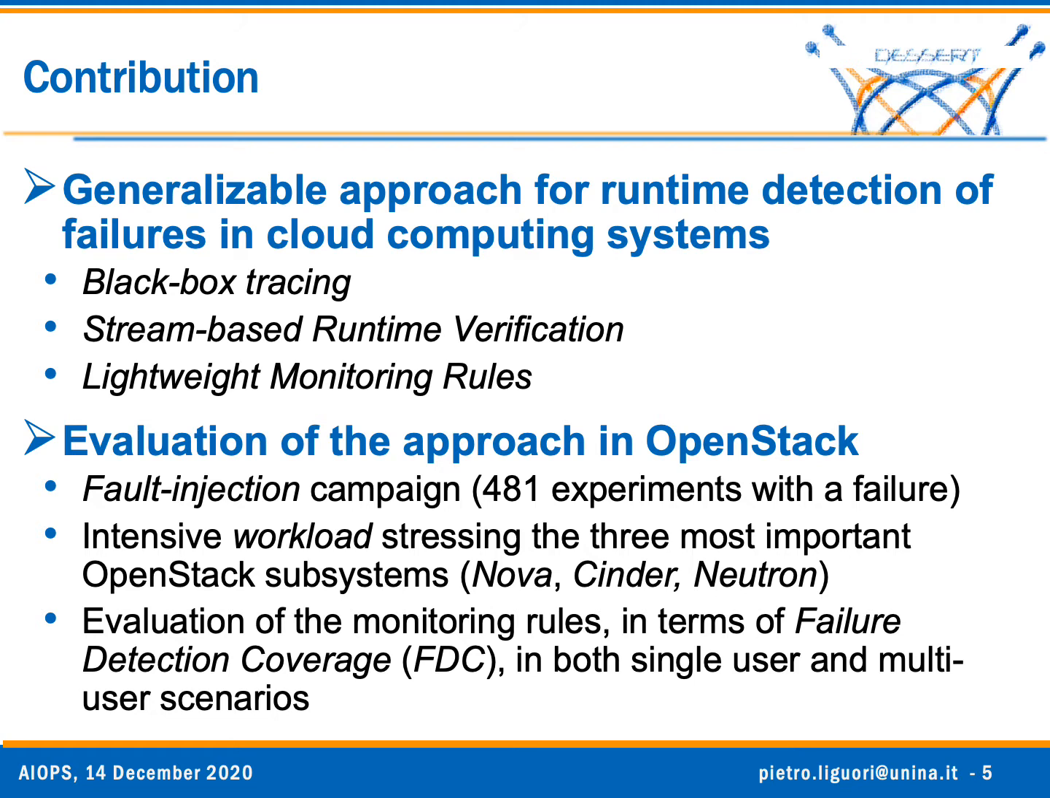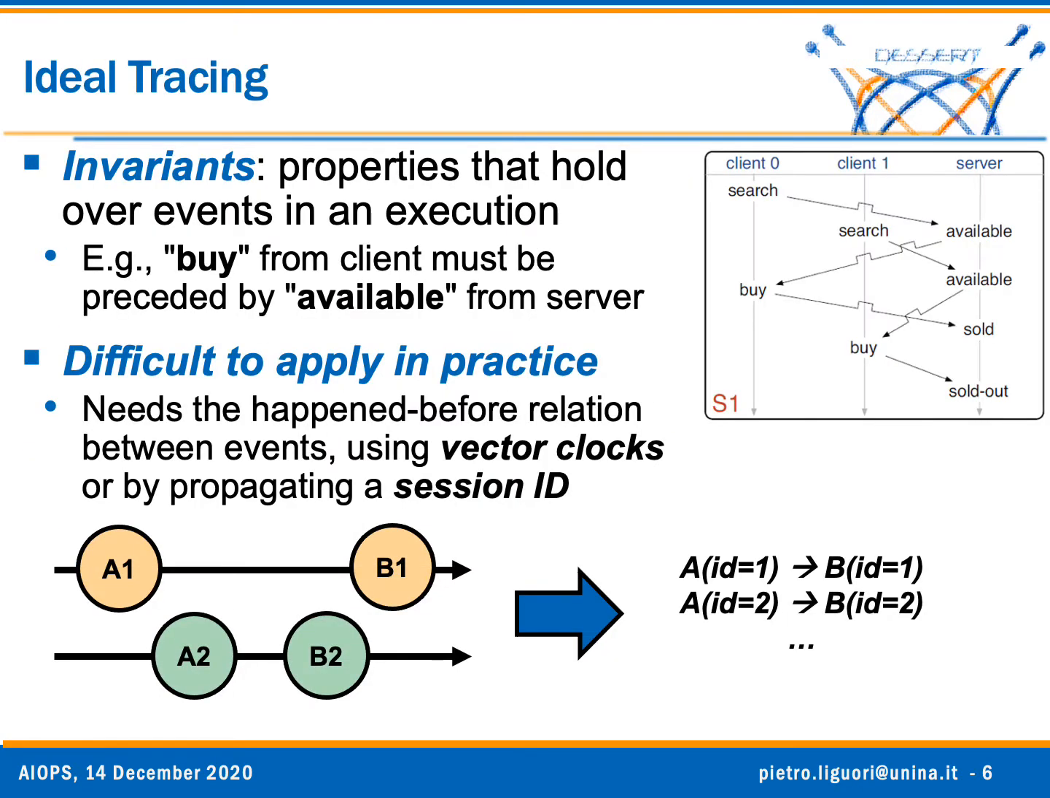To preliminarily evaluate the approach, we executed a campaign of fault injection experiments by literally injecting a software fault in the system and by applying an intensive workload that stresses the three most important OpenStack subsystems, Nova, Cinder, and Neutron. The concept of invariance is important in order to define relations between events. They are indeed the properties that hold over events during the execution of the system itself. For example, the operation buy performed by the clients can follow only the available status from the server.